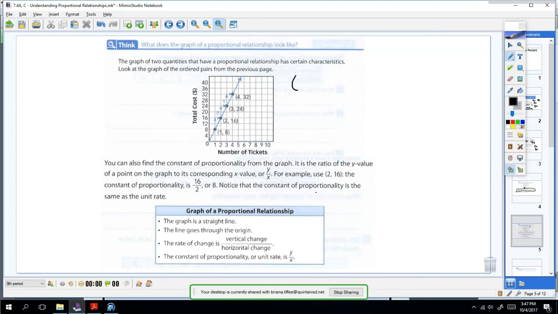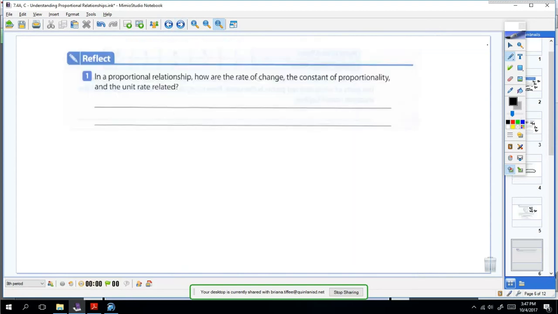It says you can also find the constant of proportionality from the graph. They give us the point (2, 16). The 2 is my x and the 16 is my y. So we're going to use the constant of proportionality, which is k equals y over x, which equals 16 over 2, which equals 8. So the same thing we've been doing. All right, move on down to the next question.